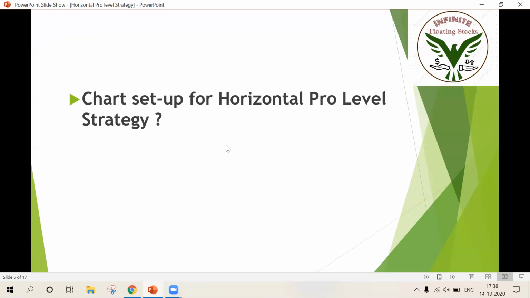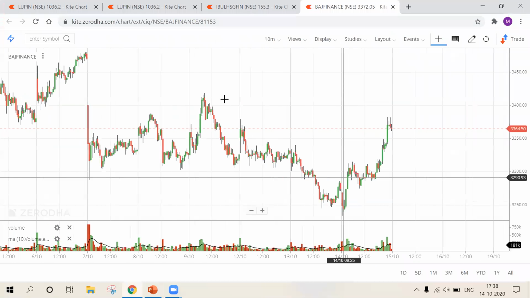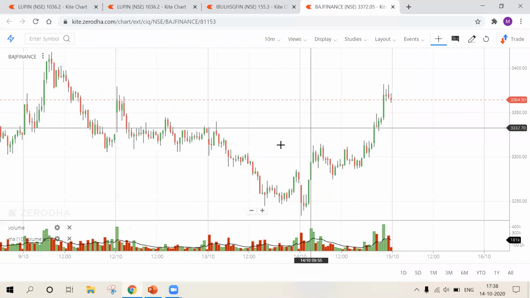Chart setup for horizontal pro level strategy. When it comes to chart setup, it's actually very easy. So let's get on to the chart, and I'll explain what the chart setup should be. I'm expecting that you are able to see the Bajaj Finance chart here.